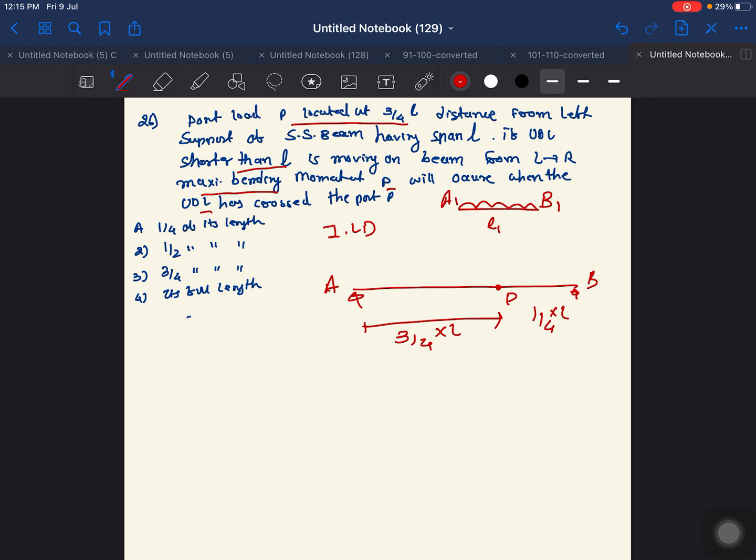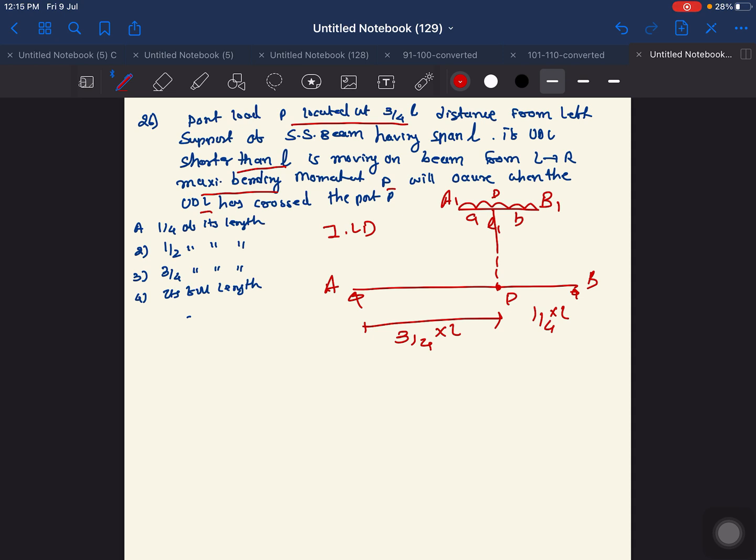Moving on the beam from left to right, maximum bending moment at P. So at point P we have to find the maximum bending moment. It will occur when the UDL has crossed the point. So let's take this point as P over here. This distance I am going to write down as A, and this distance I am going to write down as B. So we have to find the value of B.